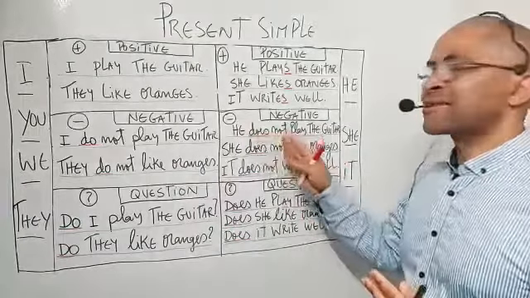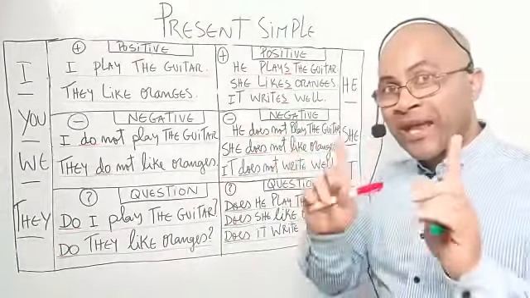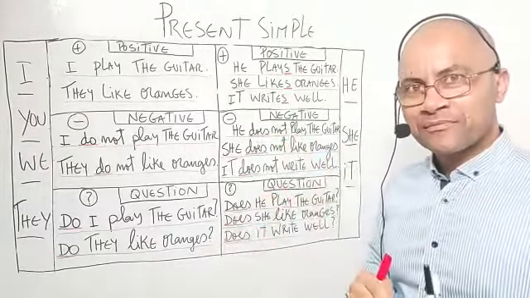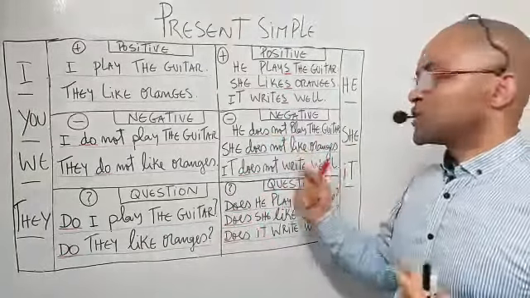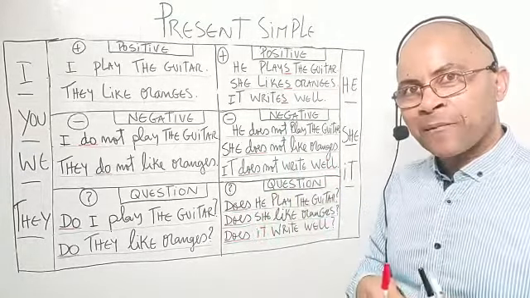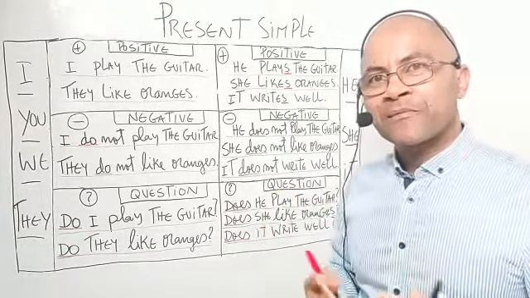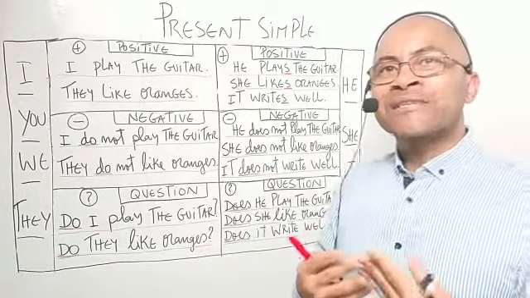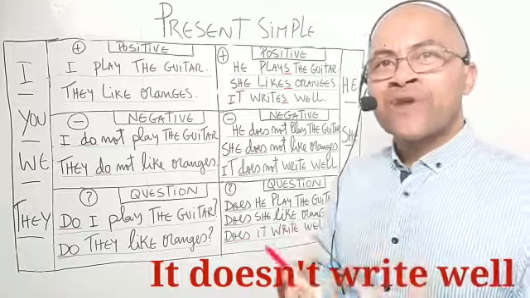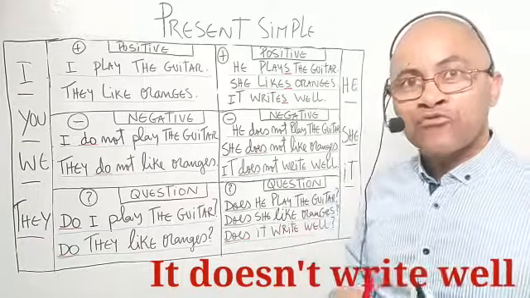So, he doesn't play. We cannot say he doesn't plays. We cannot say she doesn't likes. We have to say she doesn't like. He doesn't play. It doesn't write well. Not writes.